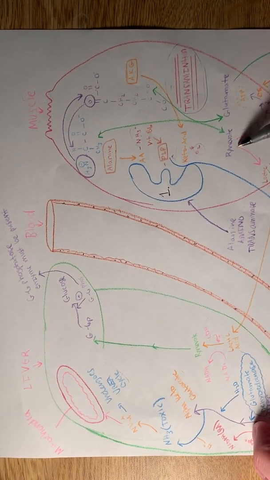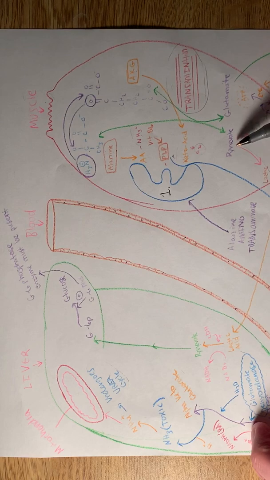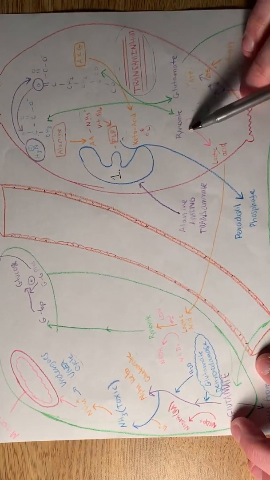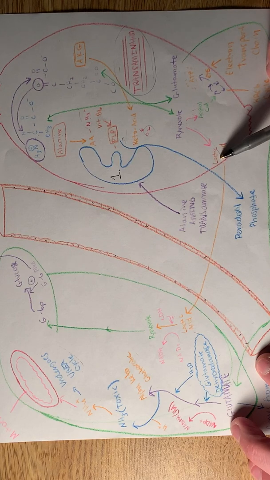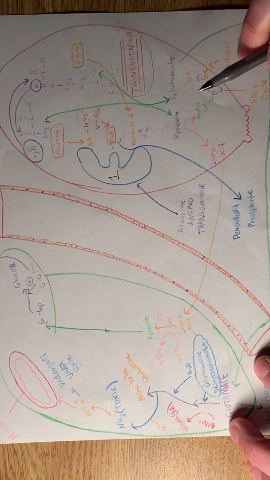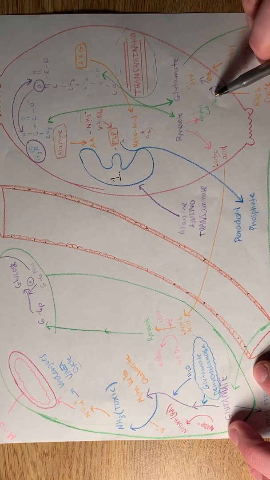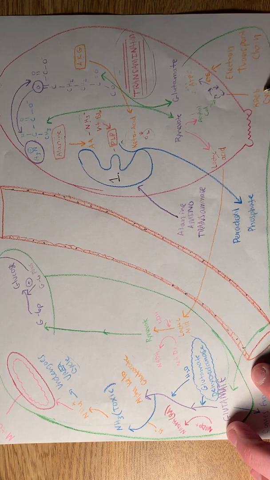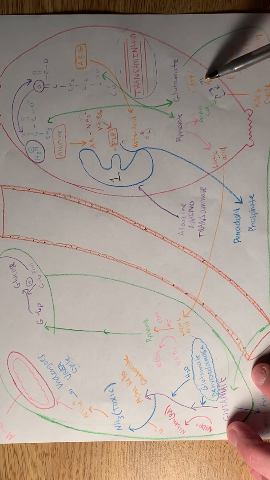Now what happens with pyruvate after it's a product of transamination? Well, pyruvate turns into lactic acid, which I'll get to in a second, but it can also produce acetyl-CoA. The acetyl-CoA then goes to what's called the Krebs cycle. Then from the Krebs cycle, it goes to the electron transport chain, which then turns into ATP.